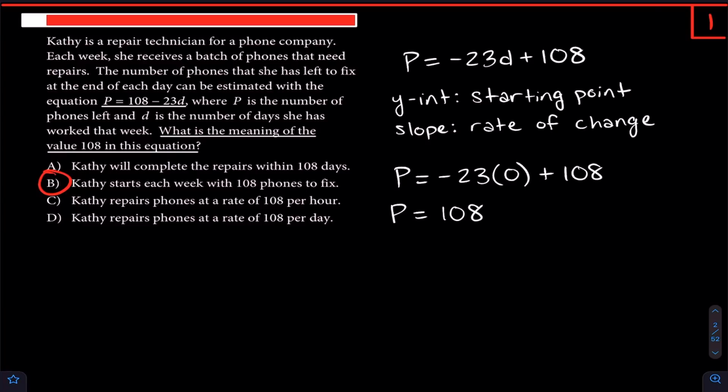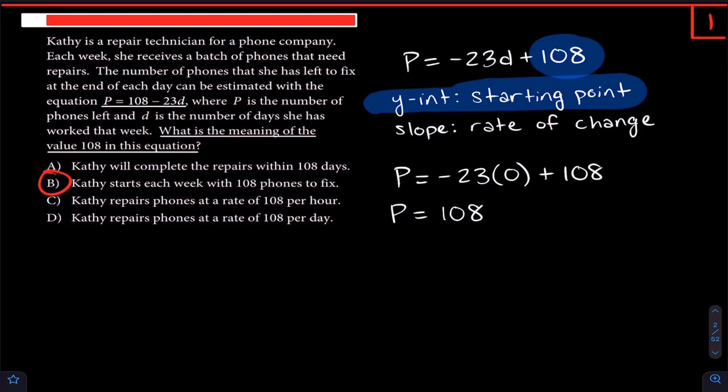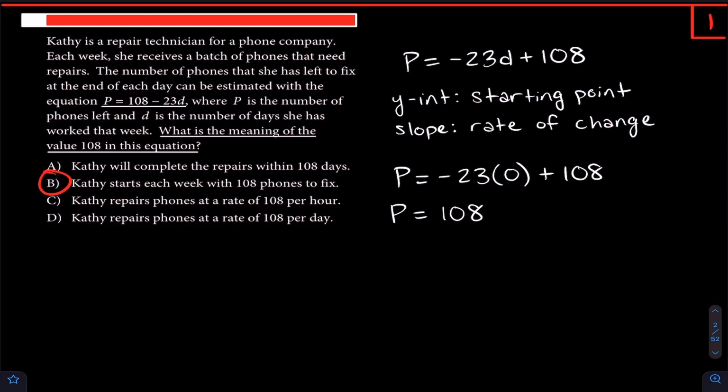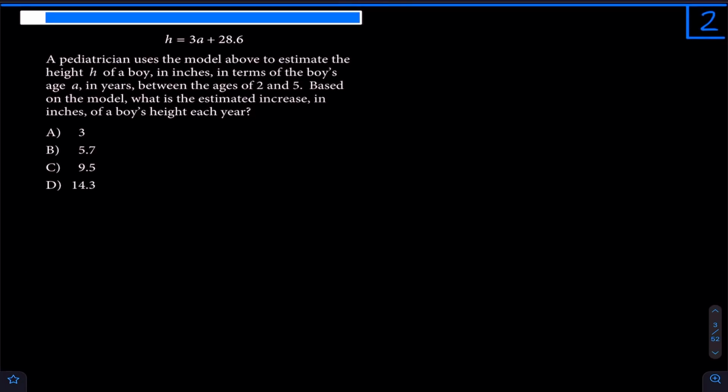So what we have just done here is we found how many phones that Kathy has to fix at the start of each week. That is the significance of the y-intercept. It's telling you where you're starting from. Okay? So if you understand that, then I think it's clear for us to move on to problem 2.